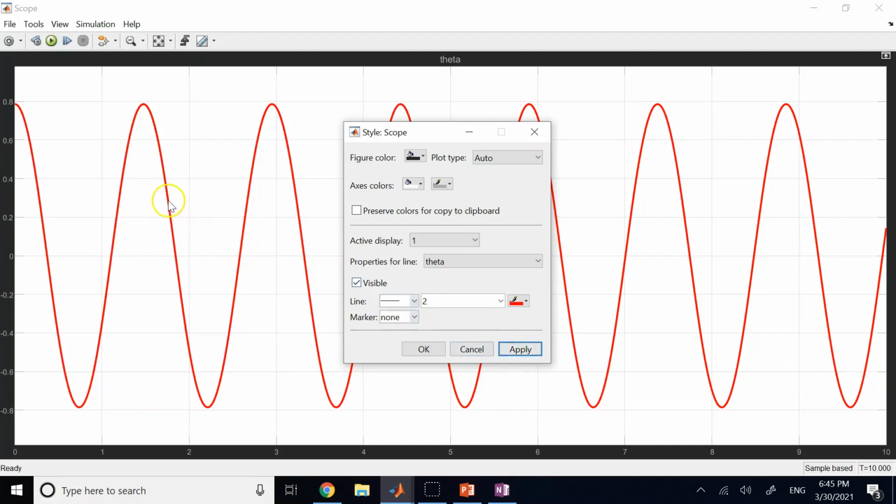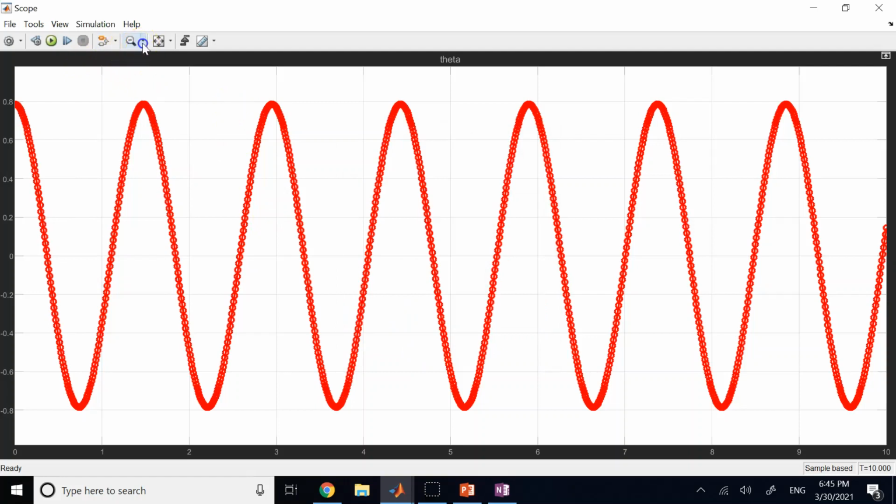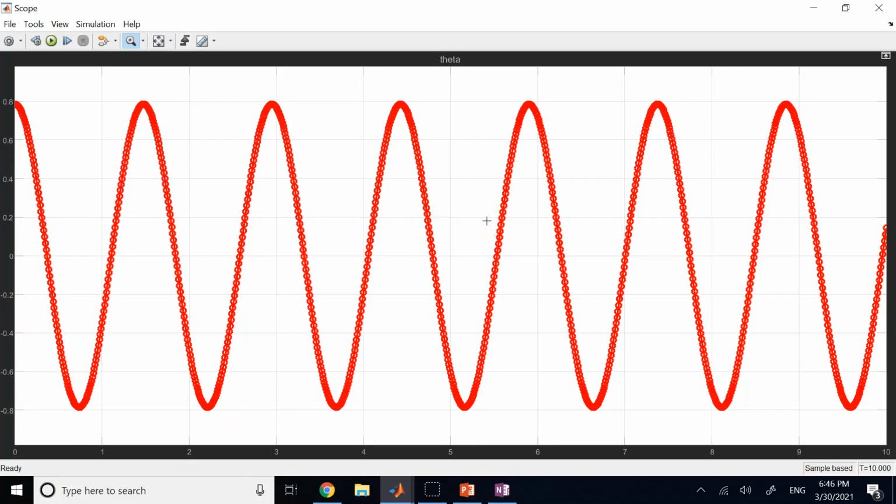And if I want to see at which points I have actual data, then I can add a marker. So let's say I want a circle anywhere that there is a data point. And then you can see all of those places that you have a data point. You see a circle, and you see the circles are all connected by lines. And you can see that using zoom. So you see, that's the basis of numerical solution, a bunch of points that are connected by lines, okay?